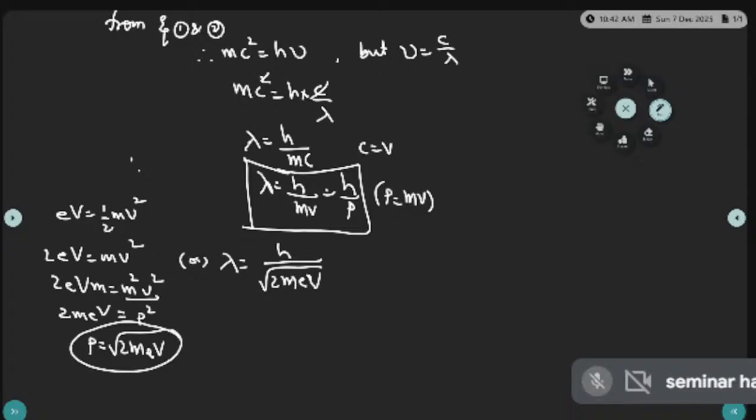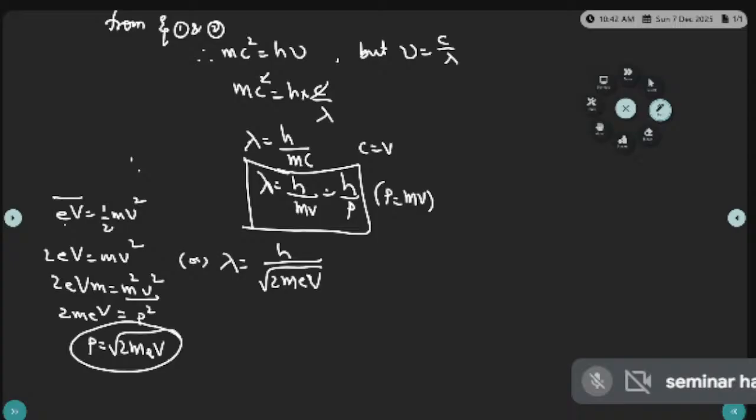Because of the electric field, the electrons will gain kinetic energy. How much kinetic energy depends upon how much electric field we apply. So from that concept we get an expression for lambda.